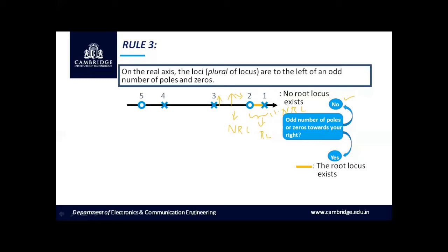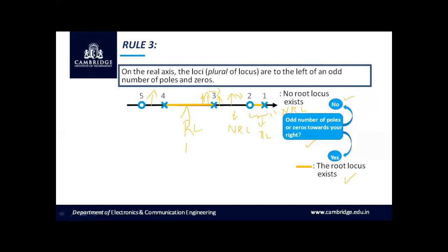Now let us assume that you are exactly at this point. Now look towards your right side. Are you able to see any odd number of poles and zeros towards your right? Yes, I can see an odd number of poles and zeros. I can see 3 poles towards my right when I am in this position. Hence, root locus exists to the left of an odd number of poles or zeros. I can write here RL.